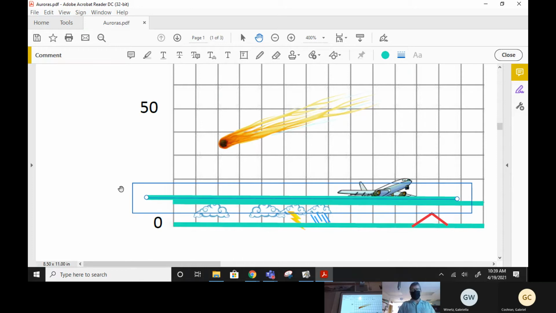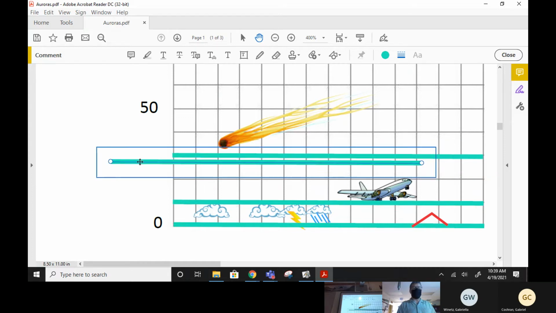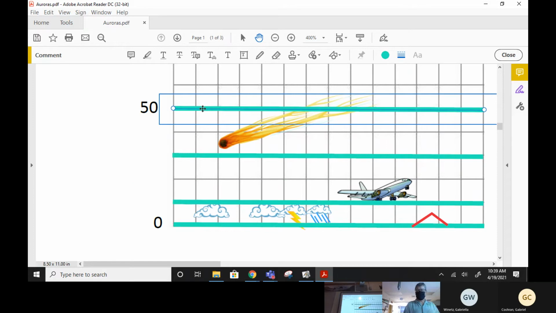So I'm going to paste that same layer again. And I'm going to put a line across at 30. And then it switches again. We have yet another layer at 50 miles high. So 0, 10, 30, and 50 each has its own layer.